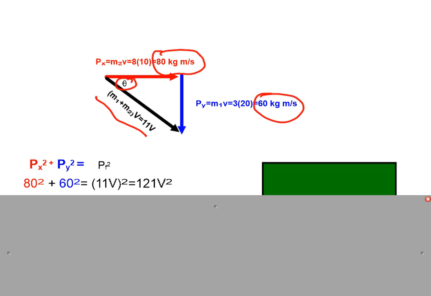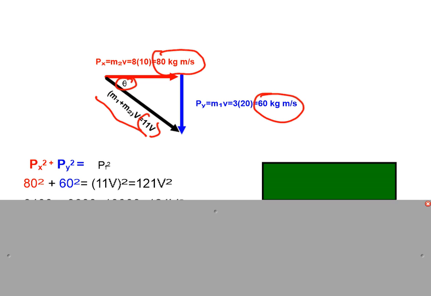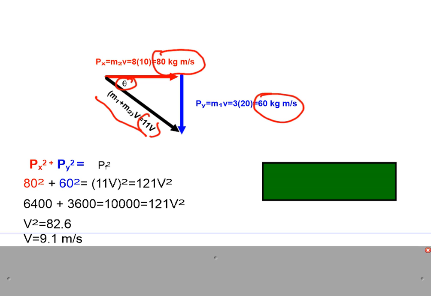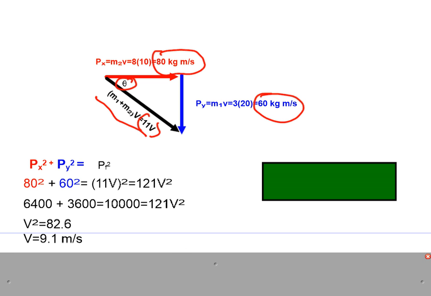So we write those down. We have 80 squared plus 60 squared equals 11v squared. Now 11 squared is 121. So we can solve this equation now for the velocity. This is their joint velocity.